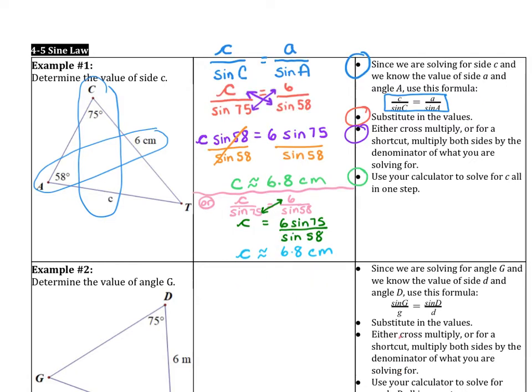So in a half cross multiply, really what you're doing is just multiplying both sides by the denominator of what you were solving for. So what we're solving for is c. So we're going to multiply both sides by sine 75. So when you multiply this side by sine 75, it cancels out. And then when you multiply this side by sine 75, it occurs right there. So that's how you solve for a side. It does not matter whether you do the full cross multiply or the half cross multiply. Either one is fine.